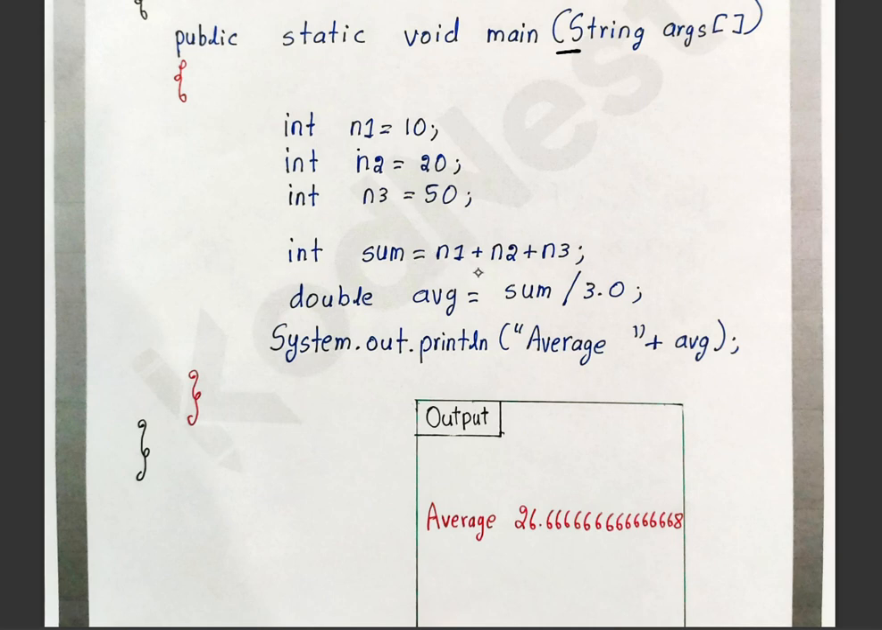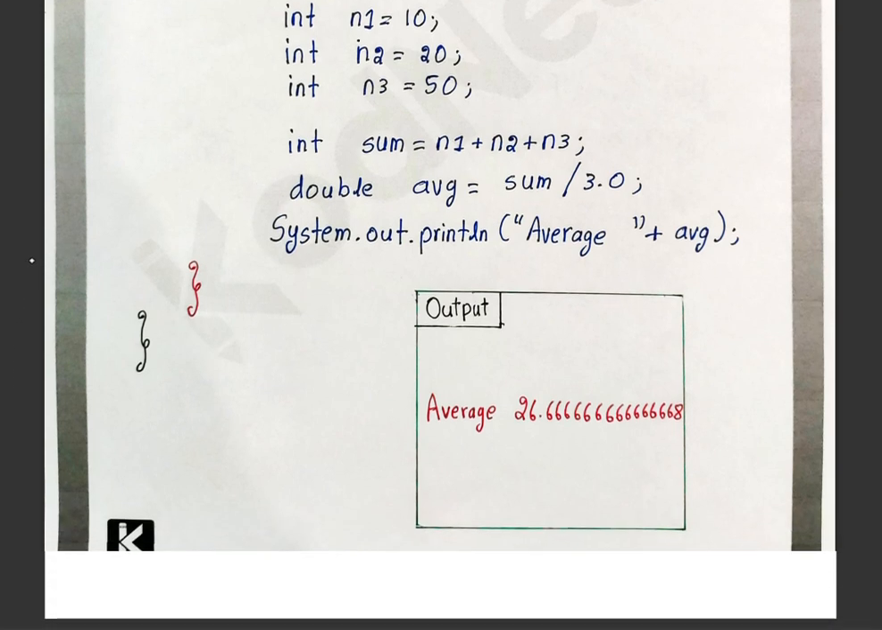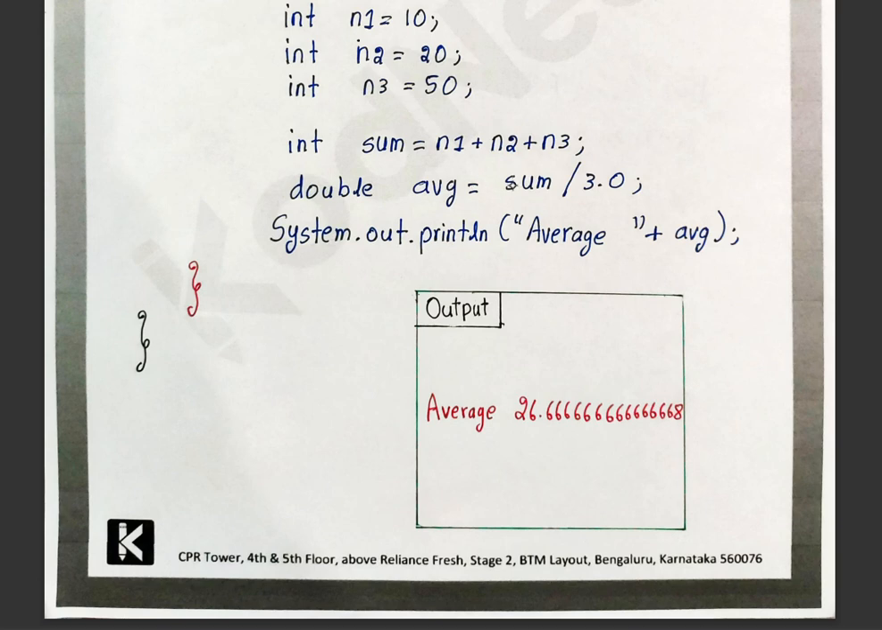So first sum the 3 integers, assign it to sum, and next, double average. We need to find the average, right? So average is equal to sum by 3.0, because we are just adding 3 numbers, and we are giving it in double because we get a decimal value. When we calculate the average, mostly we will give it in float or double. So here we have given it in double.